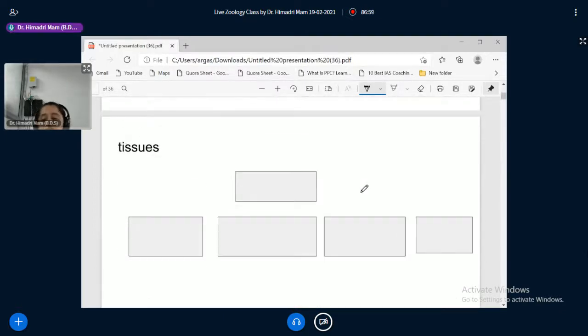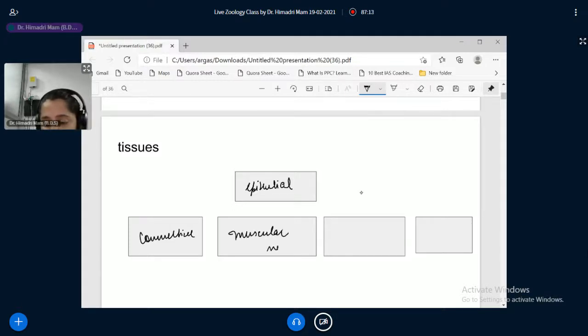We have learned about the tissues. We have 4 major types of tissues. That is epithelial tissue, connective tissue, muscular tissue, and then the neural tissue. Right. So basically, there are the 4 major types of tissues.